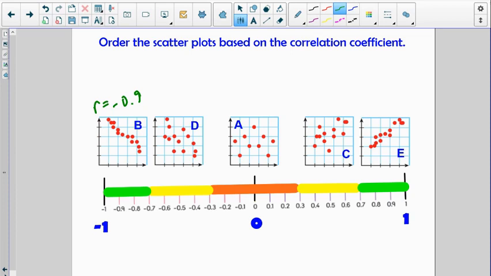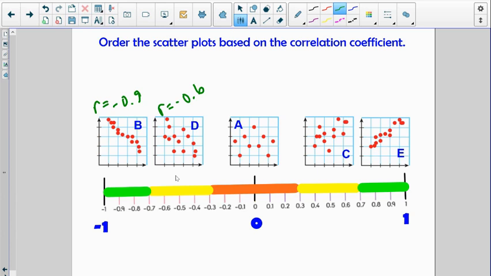So I want to show that with my R value, my correlation coefficient. Now for scatter plot D, that's where we have a negative correlation. It's weak though, so it's somewhere in this yellow range from -0.3 to -0.7. Based on what I see here, and I've done some of these on calculators, I'm going to say this is probably more like a -0.6. But if you were to estimate that to be -0.5 or -0.4, that's okay too.